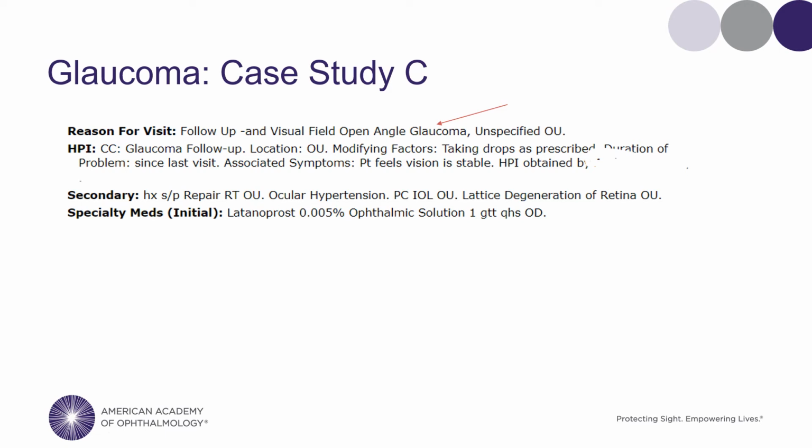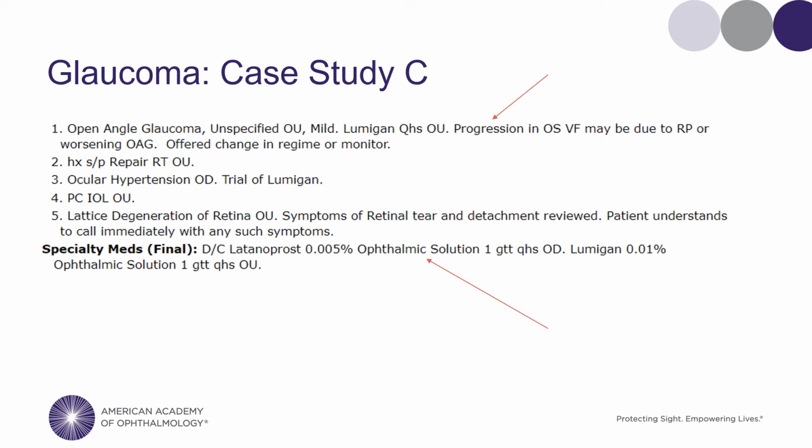For our next case study, the patient presents for a glaucoma follow-up and visual field in both eyes. The patient is compliant with drops as prescribed and feels vision is stable. The patient is also status post laser. After a medically relevant exam, the assessment includes open-angle glaucoma in both eyes with progression in the left eye. Also noted for prescription drug management, a glaucoma drop is discontinued and a new medication is then prescribed.